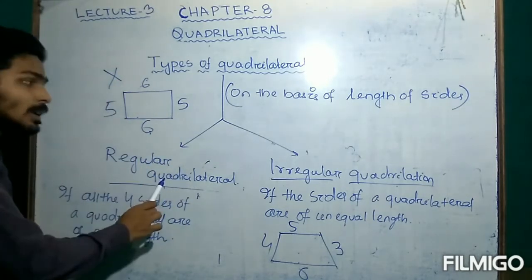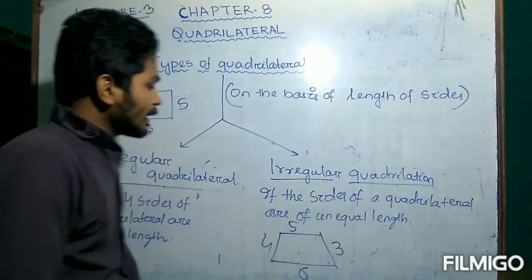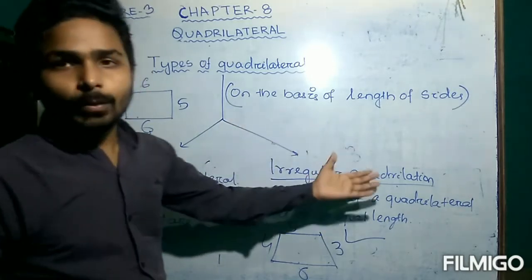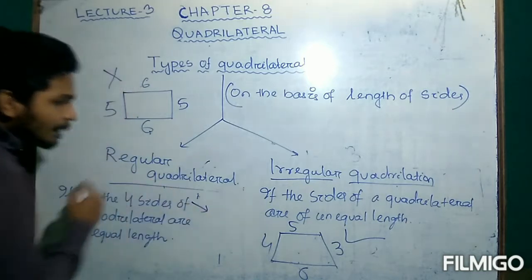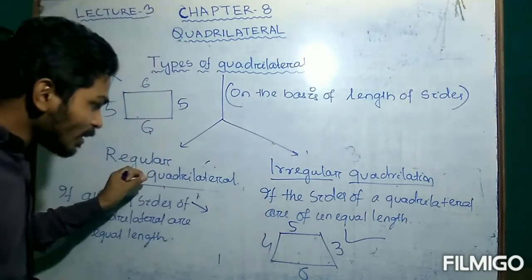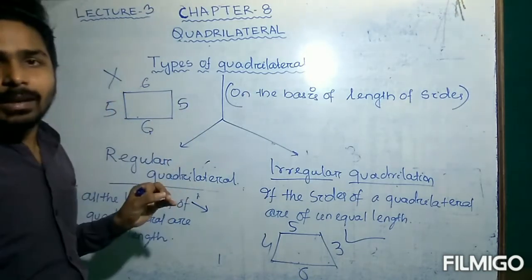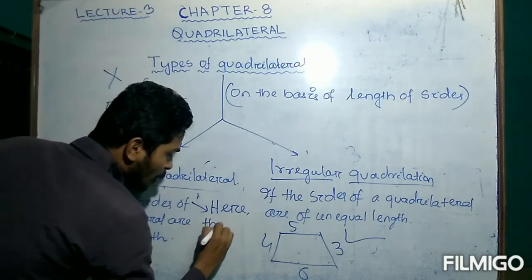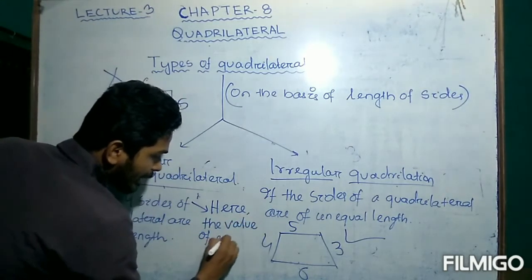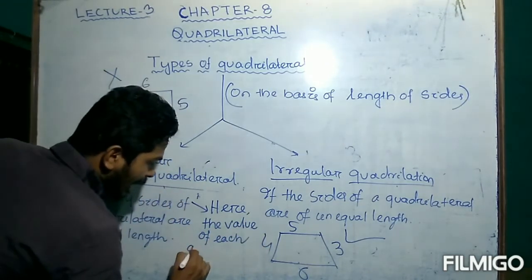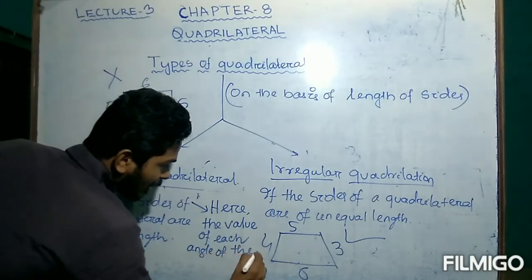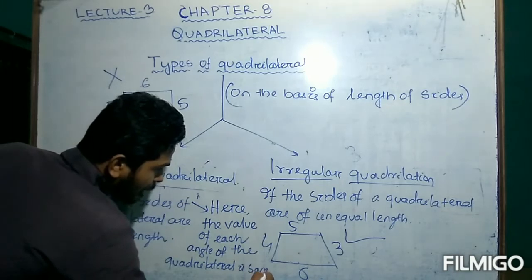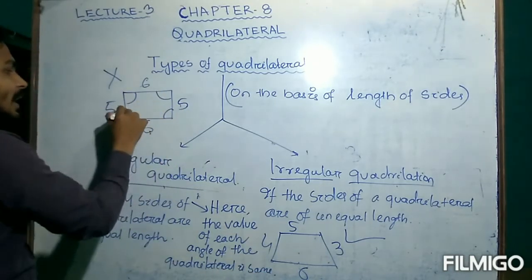Understood? In order to be regular quadrilateral, all the four sides must be of equal length. That is why this is an irregular quadrilateral, this is an irregular quadrilateral. Now understood? This is the concept about regular and irregular quadrilateral. And one most important thing you have to remember, since in regular quadrilateral all the four sides are equal, here also the value of all the angles is equal. So here also one point you can add here, the value of each angle of the quadrilateral is same. In the case of regular quadrilateral, the value of each angle must be equal.